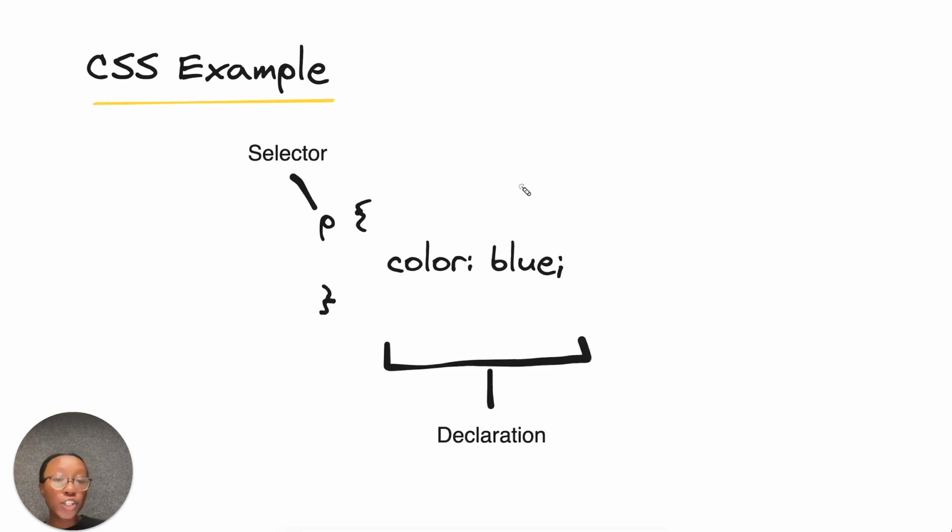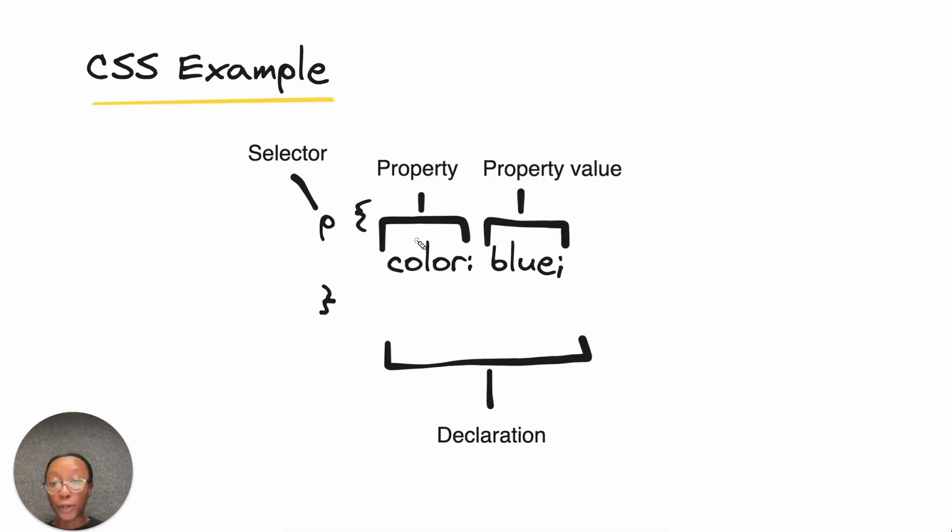A declaration is a single rule, like color blue. It defines which of the element's properties should be styled. Declarations typically have the property and the property values.